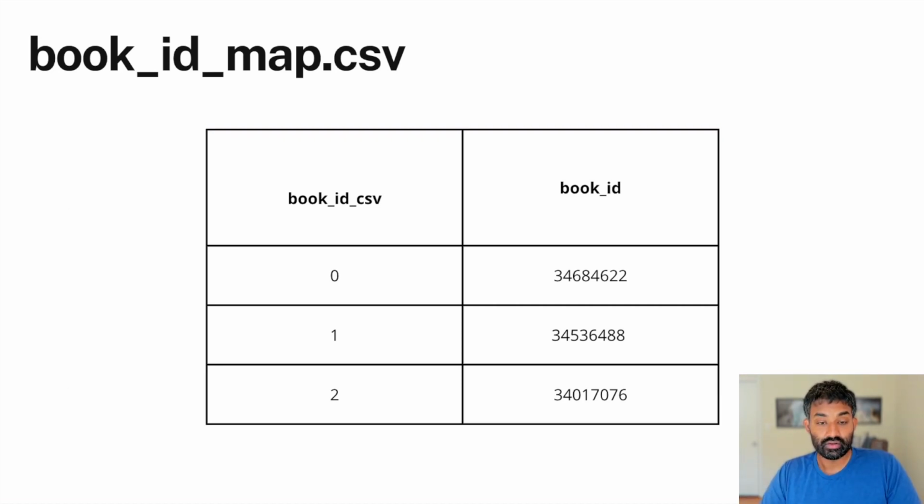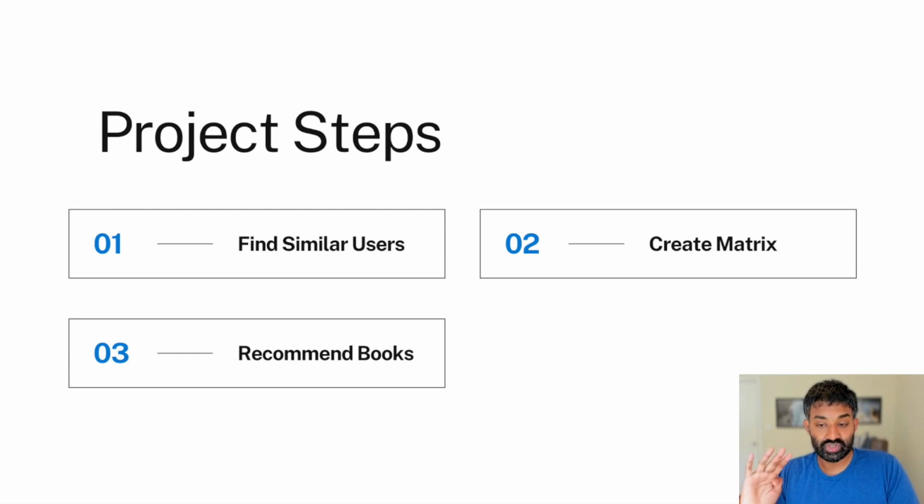All right, so at a really high level, we'll take three steps in this project. We'll find users who are similar to us in terms of their tastes in books. We'll create a matrix to represent all of those users and the books they've read. Then we'll build a book recommendation engine using that matrix to find users who are similar to us. All right, that said, let's go ahead and dive in and start coding.